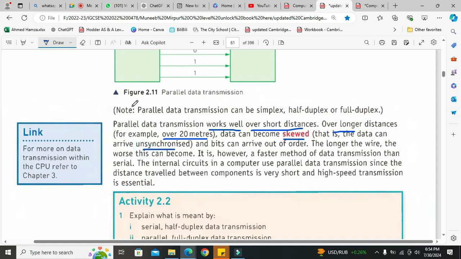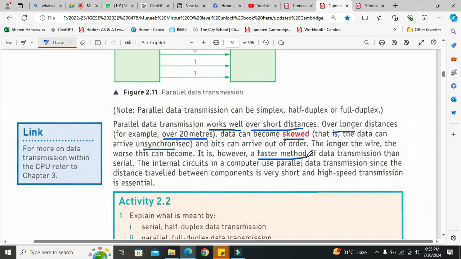When we use parallel data transmission over a longer distance, the data becomes jumbled up, unsynchronized or skewed, and bits can arrive out of order. The longer the wire, the worse this can become. It is, however, a faster method of data transmission.